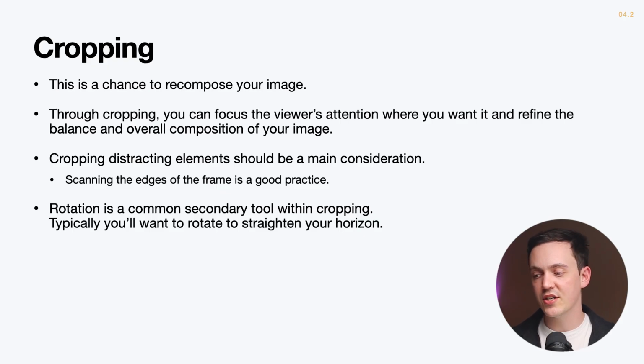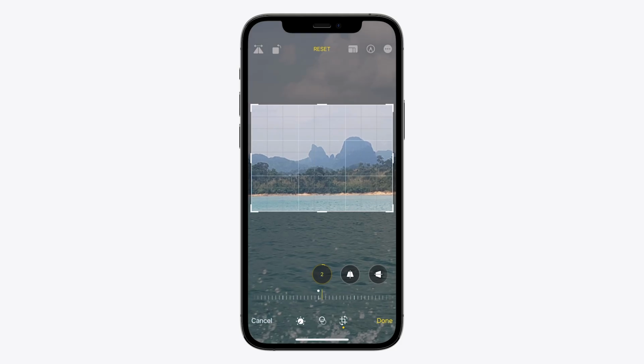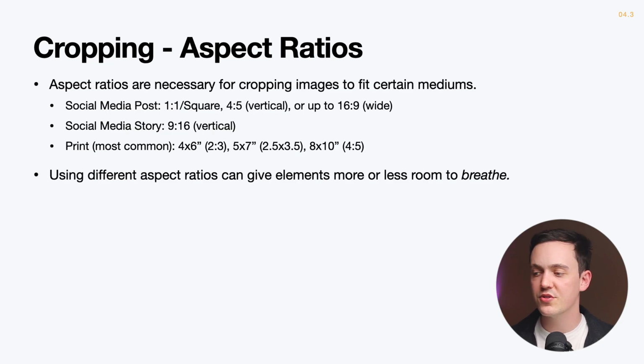Rotation is also a common secondary tool found within the cropping tool that should typically be used to straighten out your horizon. When we crop our images, we can also change the aspect ratio. By default, our iPhone camera takes images in a 4x3 format, but this can be changed to any number of aspect ratios in editing. The most common aspect ratios for social media are 1x1 or square for feed posts or 9x16 for story posts. 4x5 is an increasingly popular social media aspect ratio as well.